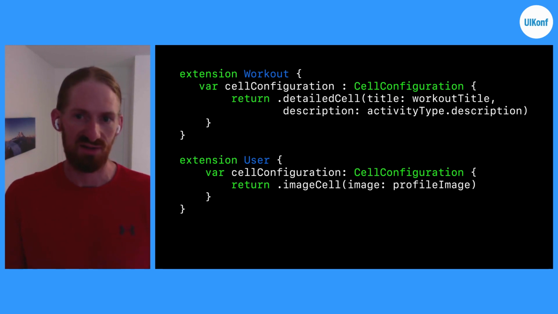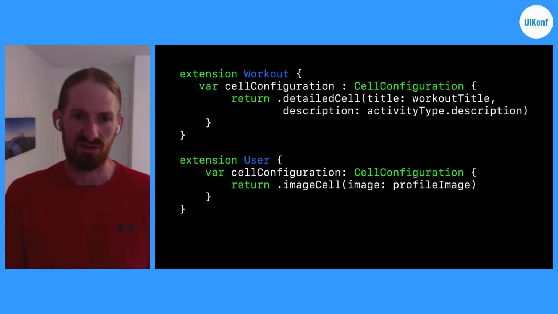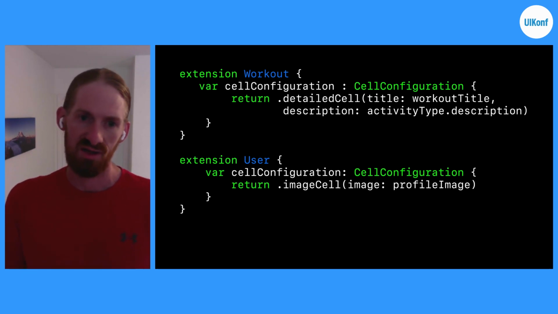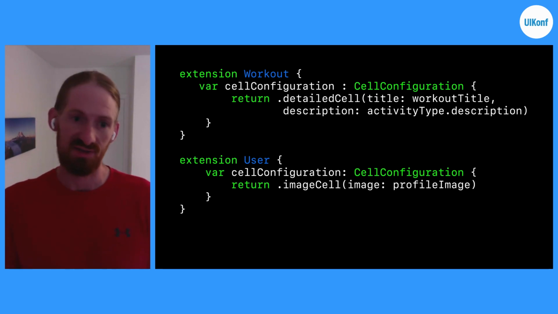What's nice about this pattern is that it keeps details of the data models outside the cell configuration. The part of our app that chooses how to represent a model object is basically reading from a menu and choosing what to order from it. I'll have a detailed cell with a workout title and an activity type description.